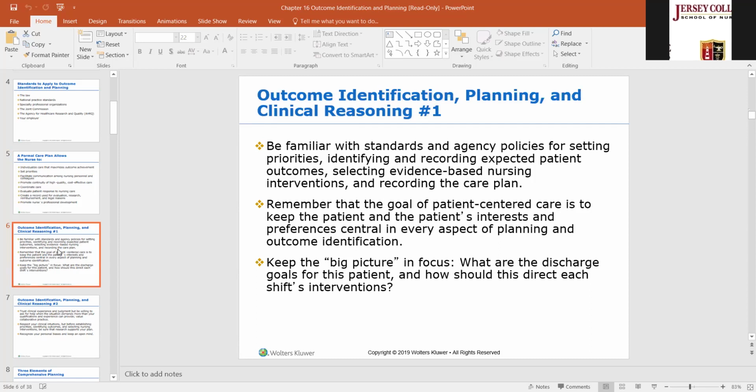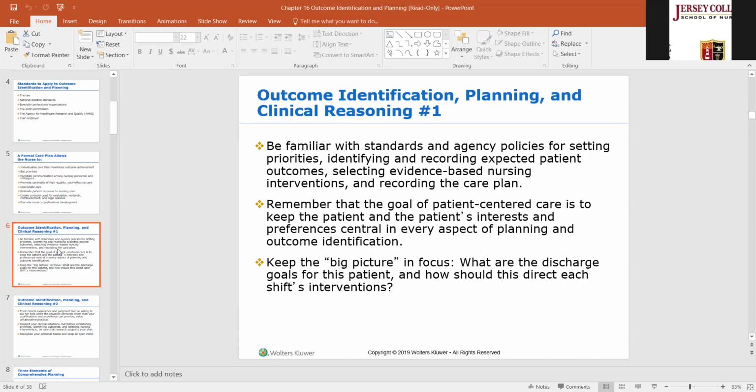We have to be familiar with the standards and any agency policies that are in place for setting priorities, for identifying and recording the patient outcome, and for selecting our evidence-based nursing interventions and recording the care plan. The goal of patient-centered care is to keep the patient and the patient's preferences in every aspect of planning.